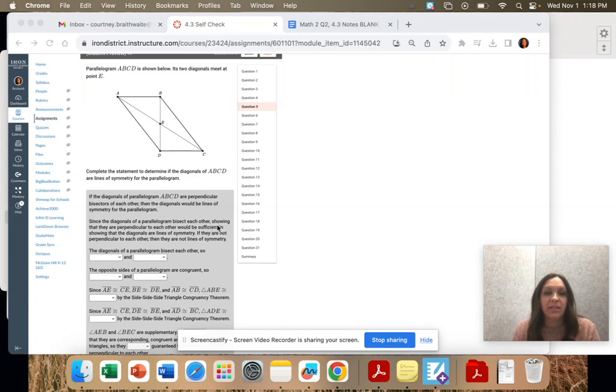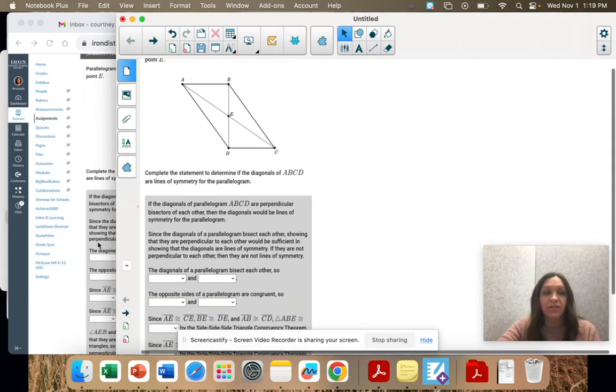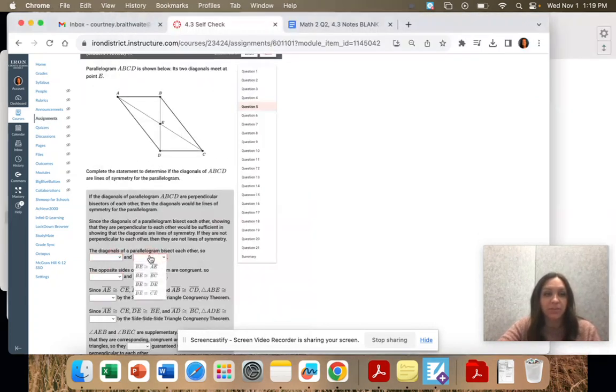Since they bisect each other, showing that they are perpendicular to each other would be sufficient in showing that they're lines of symmetry. If they are not perpendicular, then they are not lines of symmetry. So the diagonals of a parallelogram bisect each other. So they cut each other in half. That's what bisect means. And then there's some drop down boxes.